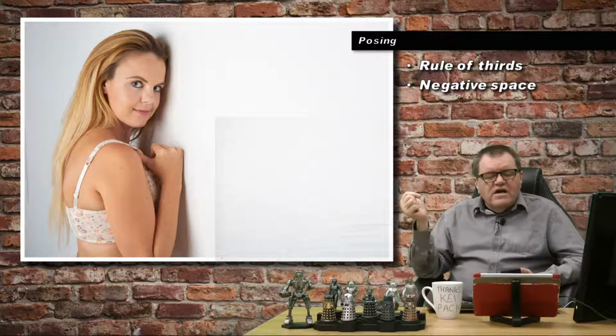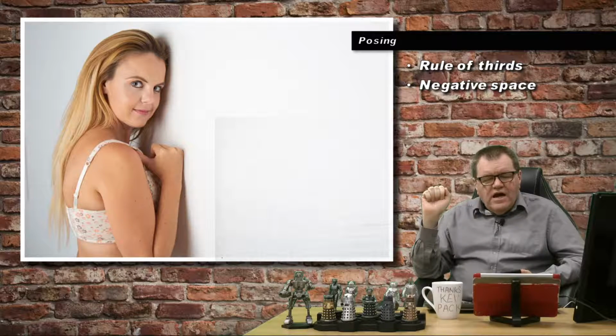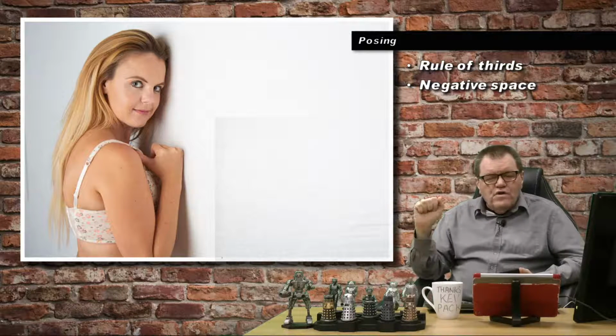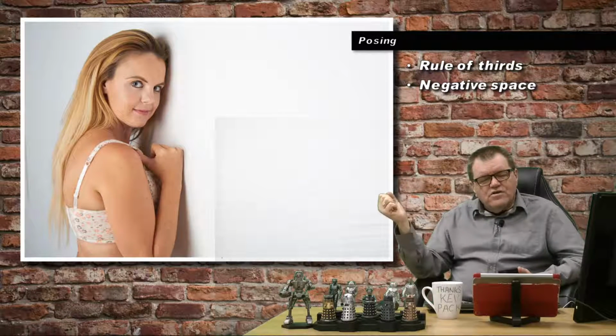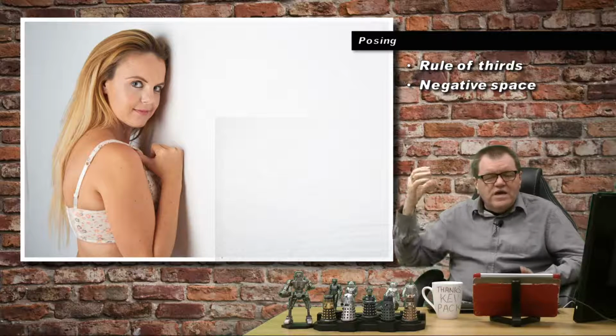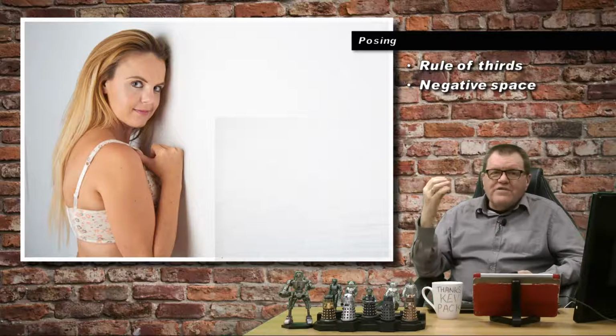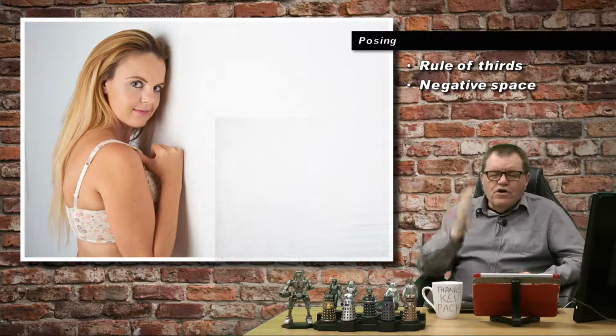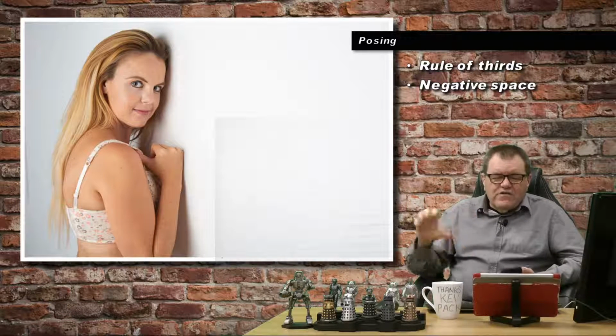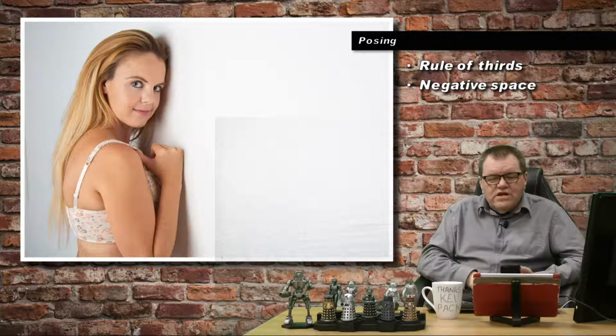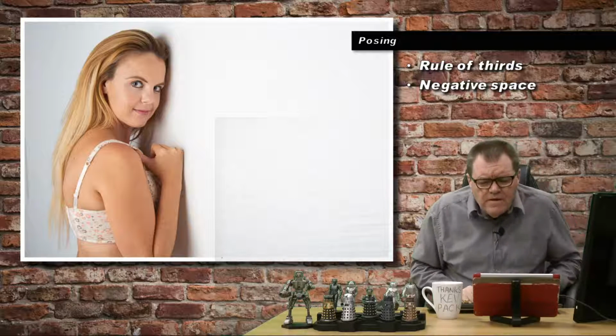You see here, I've got the model, this is Karen R, facing the wall, head leaning against it and looking at the camera. I've used the negative space of the wall and put her on the one-third line to create that particular image.